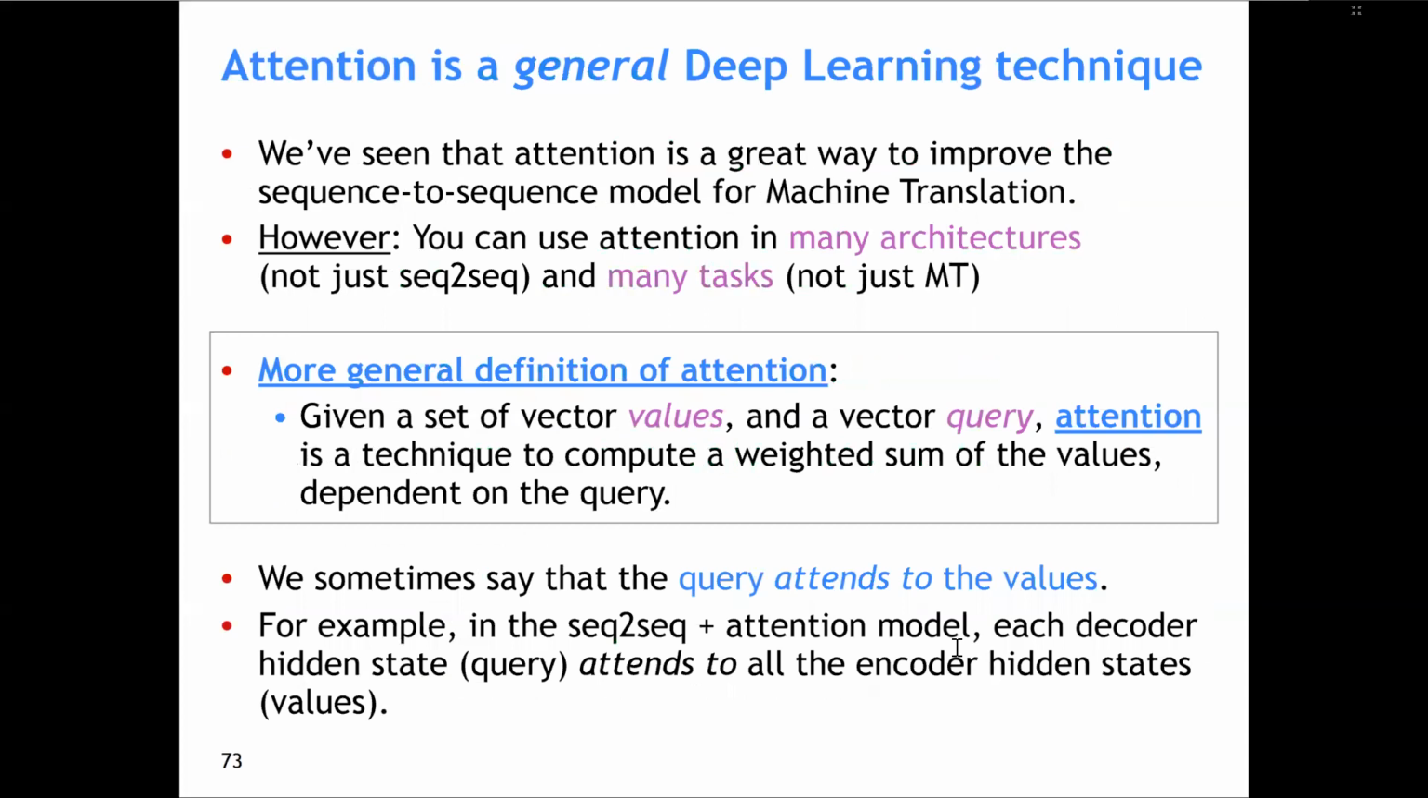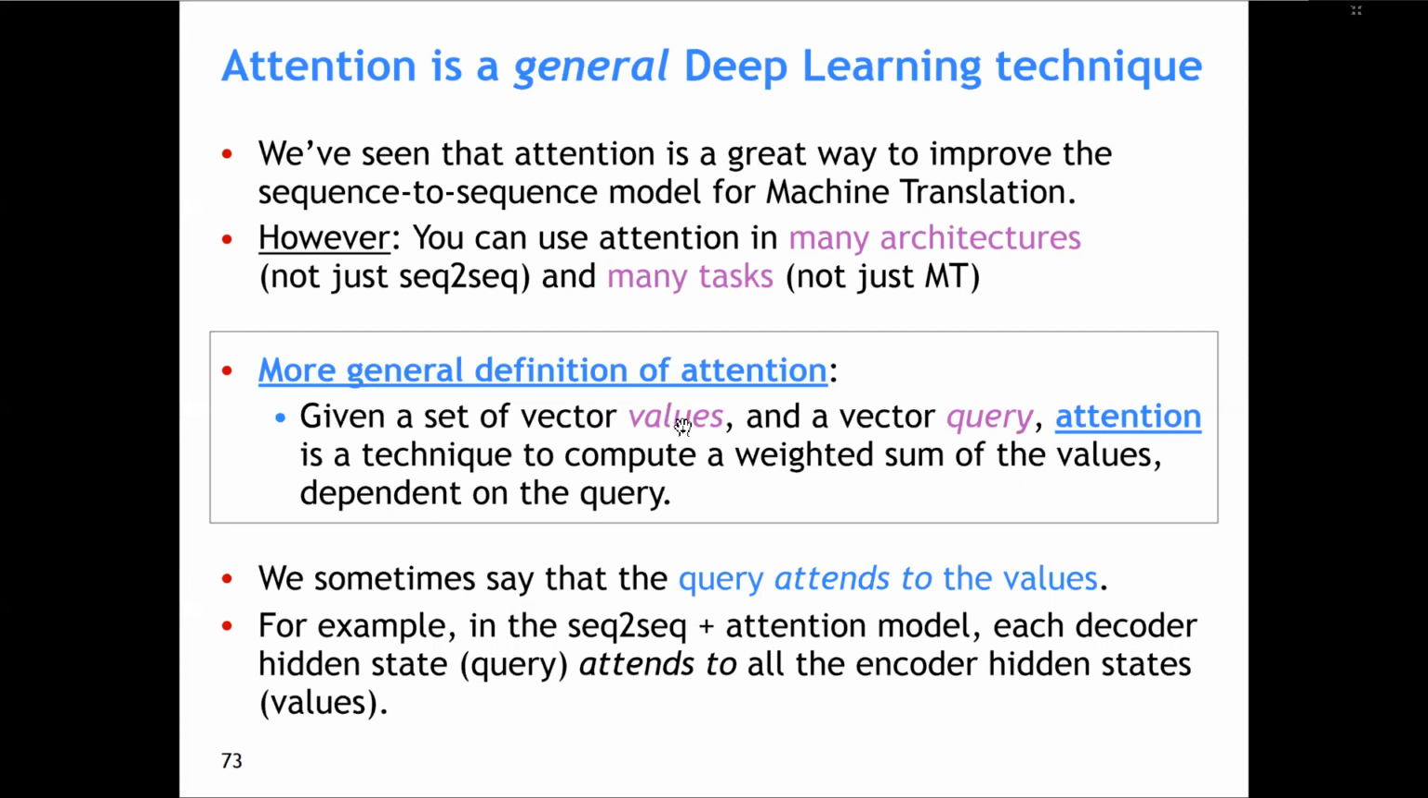So attention right now is really getting attention. It's actually a general deep learning trick, not only used in sequence-to-sequence, but also in the visual fields. You can use attention in many architectures and for many tasks. Here is a more general definition of attention: you have a set of vectors, the values, and then you have a query, which is another vector.